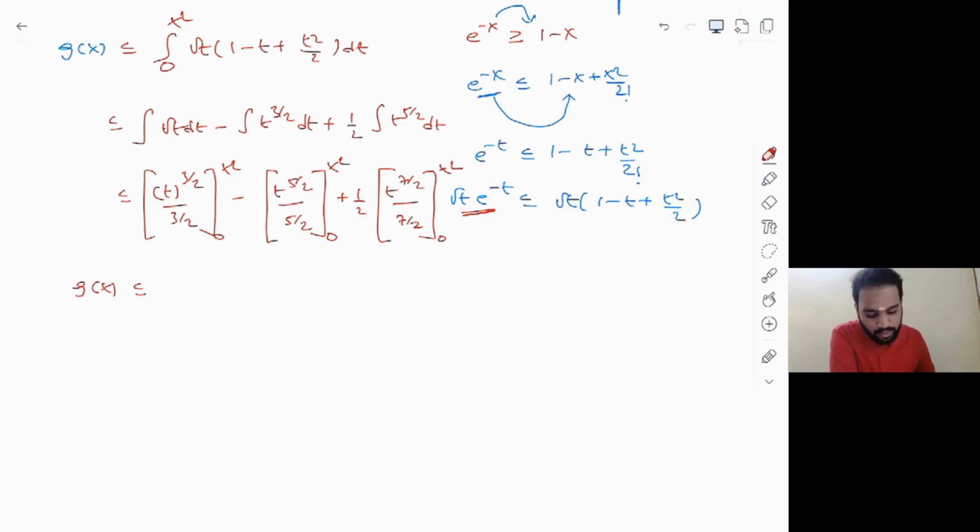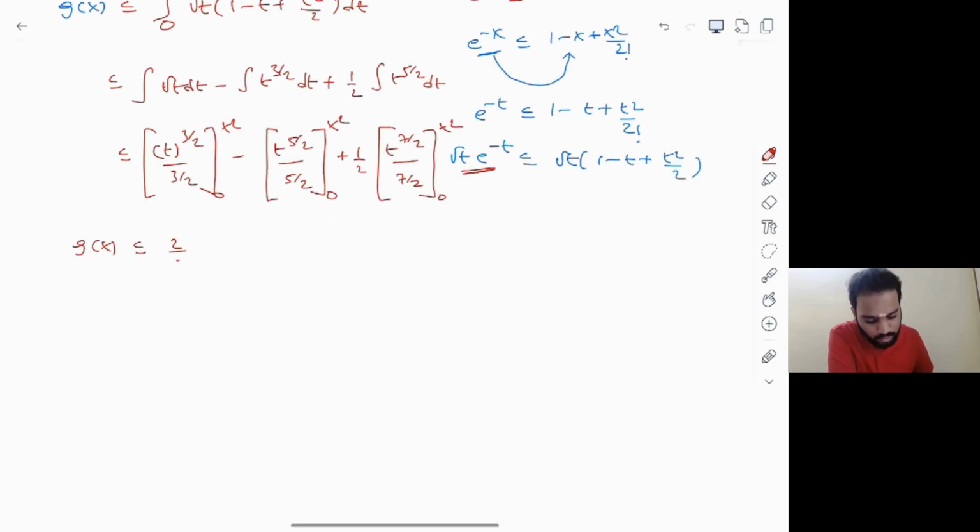Okay. So g of x is less than or equal to, let's do the calculation, 2 by 3 into, if you put the upper limit, this becomes x cube obviously, and then minus of this will be 2 by 5 into, if you put the upper limit x square, this becomes x to the power of 5. And then here one of the two gets cancelled, right? So the remaining part will be 1 by 7, sorry, multiplied by, if you put x square, this becomes x to the power of 7. Okay, so finally, this is the inequality you are able to get.